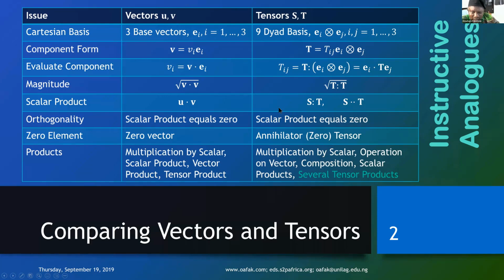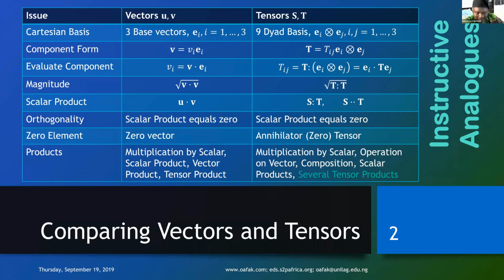Now, what kind of products do we know with tensors? Of course, you can multiply a tensor by scalar. It works the same way. You can operate a tensor on a vector producing a vector. That can also be seen as a kind of product. You can do a composition of two tensors with each other. You can do a scalar product of two tensors with each other. There are other tensor products that are just beyond our scope here, but just know that they are there. The ones that we are concerned about are here. So you can take this slide as a quick review of all that you have learned in vectors and tensors.